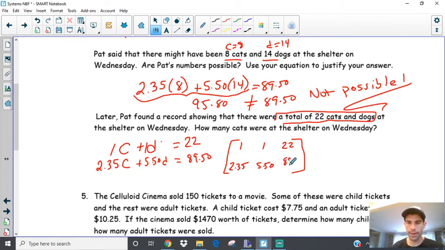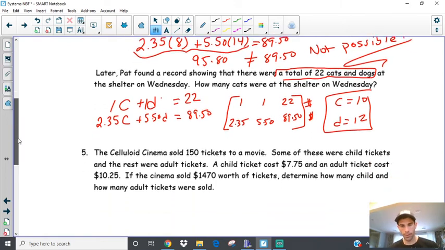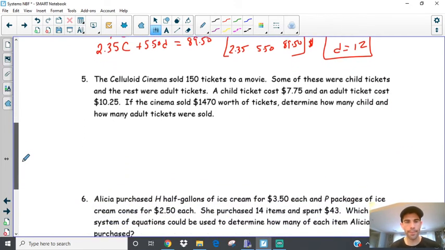5.50, 89.50, and then this represents how much money I got from having those animals in there. Go ahead, throw that into your calculator, and you are going to figure out that there were 10 cats and 12 dogs. You can always check that by throwing that into your calculator up here, doing 10 and 12, and it's going to give you the correct 89.50. Okay? Alright, so let's look at a similar question to that.